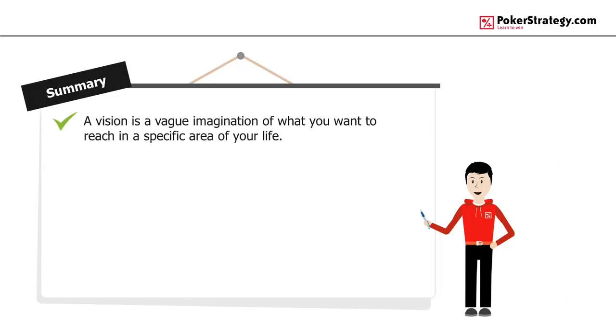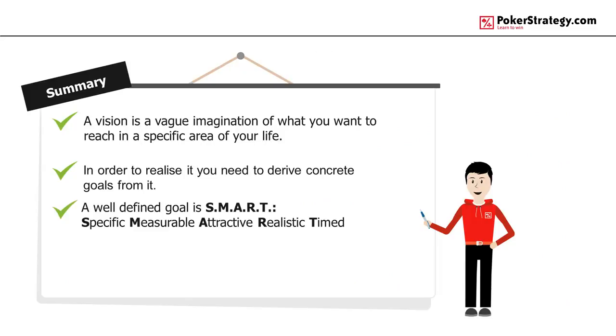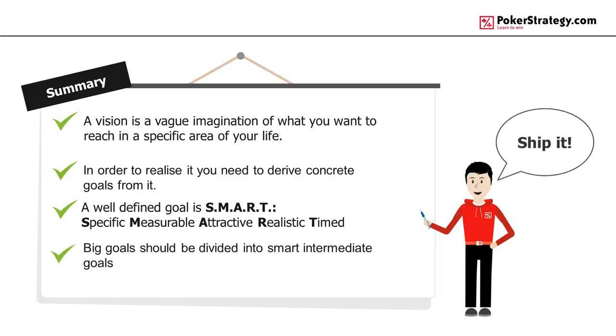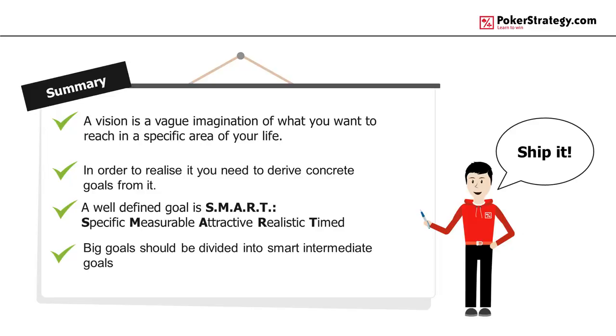Here is a summary of the most important points. A vision is a vague imagination of what you want to achieve in a certain area of your life. In order to realize your vision, you need to derive clear goals from it. These goals should be defined using the SMART way. Therefore, they should be specific, measurable, attractive, realistic, and timed. Big goals should then be divided into intermediate goals.